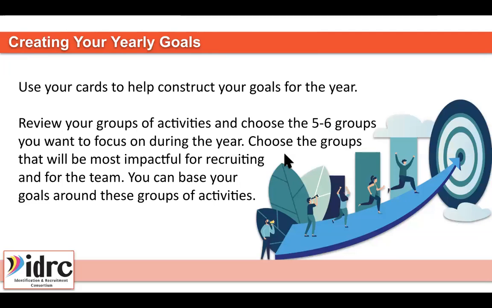Once you have your calendar complete, it's time to begin setting some goals. You're going to want to take the cards that you created, and you're going to use these to help decide your goals. Review specifically the cards with the group names, those groups of activities. And you're going to want to choose the 5 to 6 groups that you want to focus on during the year. You're going to want to choose the groups that are going to be the most impactful for recruiting and for your team, and you're going to base your goals around these groups of activities.